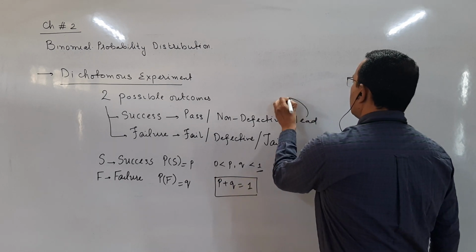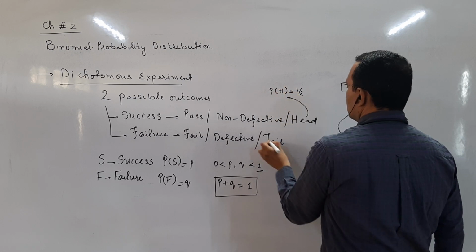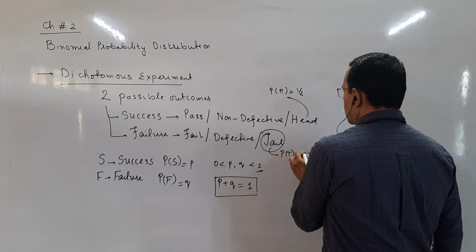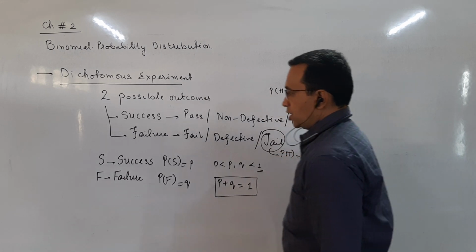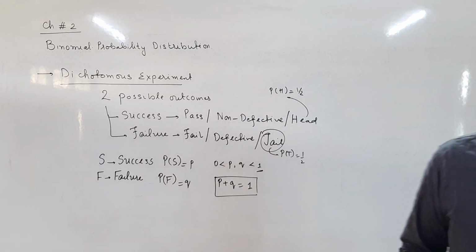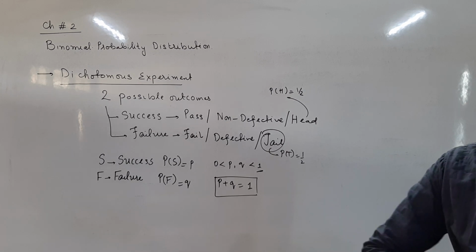Probability of getting a head is also 1 by 2, and the two are mutually exclusive and exhaustive events. Success and failure are mutually exclusive. Nothing is common between them, so their intersection is null set. And if I unite, I get the original sample space.